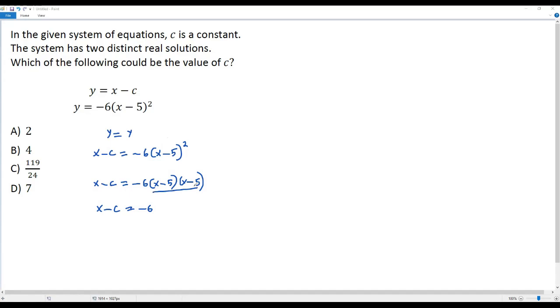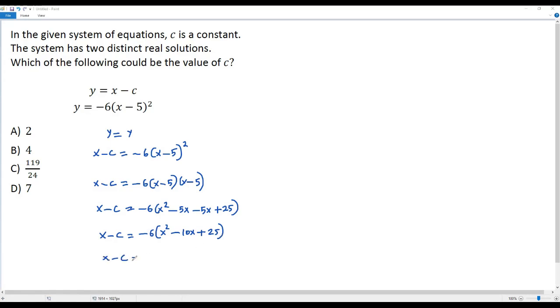Let's multiply these two binomials using the FOIL method. That is x times x is x square, and x times negative 5 is negative 5x, and negative 5 times x is negative 5x. Negative 5 times negative 5 is positive 25. Okay, x minus c equals negative 6 times x square. When I combine negative 5x and negative 5x, I am getting negative 10x plus 25.